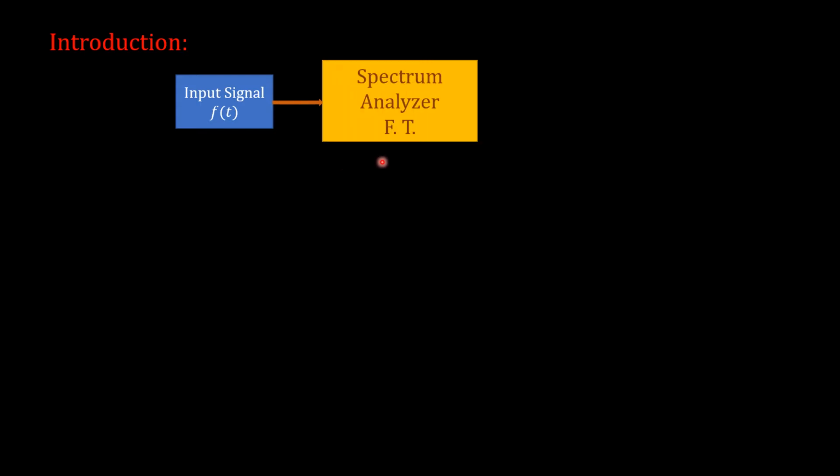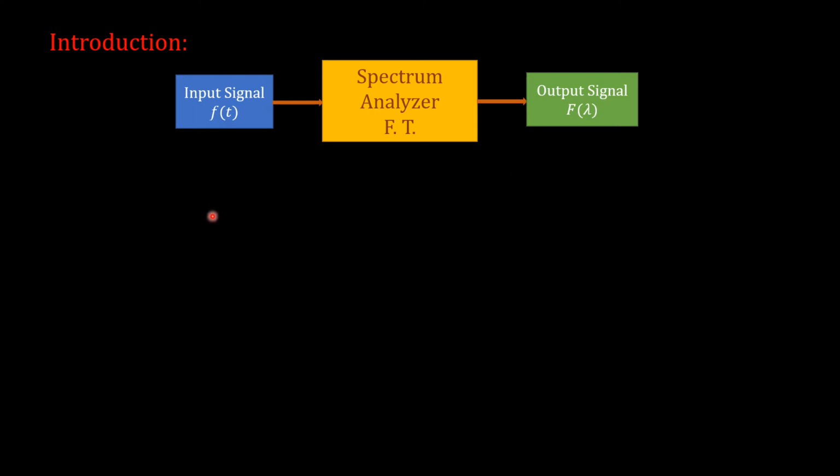Consider the function f of t, which is the input signal. Suppose it is operated by the Fourier transform, which is also known as the spectrum analyzer. When this input signal is operated by the Fourier transform, it will give us a function in terms of the frequency, that is F of lambda, which is known as the output signal. So basically the Fourier transform transforms a function from the time domain to the frequency domain, where it can be analyzed easily.